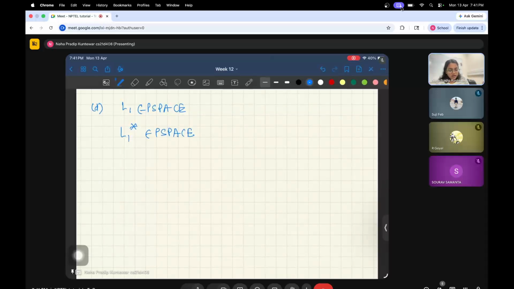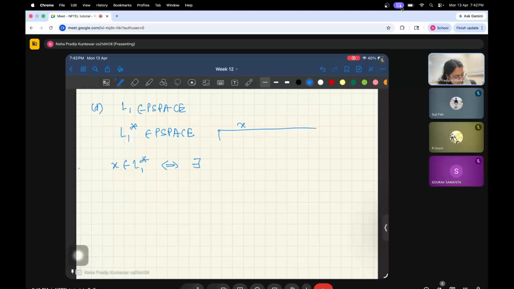Okay, and L1 star. Is there a simpler way of writing this? Basically, if X is the input, X is in L1 star if and only if there exists a partition.